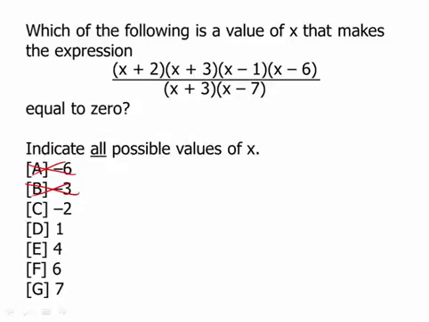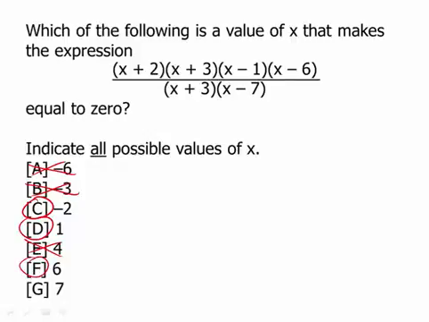If we plug in negative 2, then x plus 2 equals 0, and everything else is fine. So we have 0 over something, that's fine. If we plug in x equals 1, then x minus 1 equals 0, everything else is fine. If we plug in x equals 4, nothing goes to 0. If we plug in x equals 6, then x minus 6 equals 0. So we get 0 in the numerator, something in the denominator, that's fine.